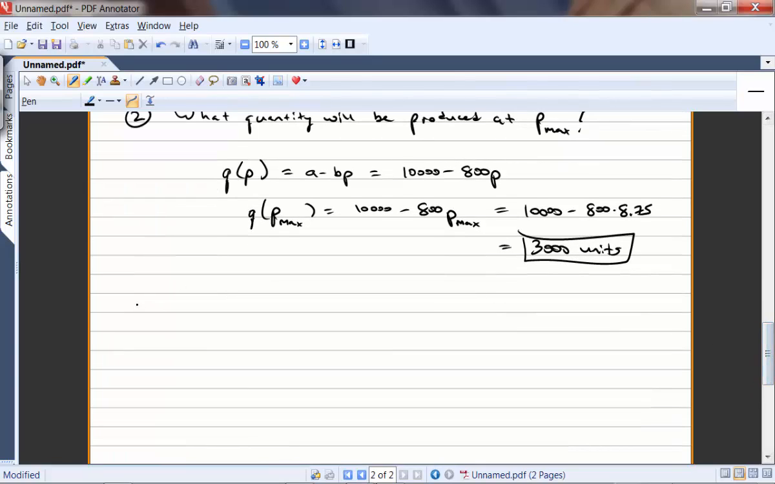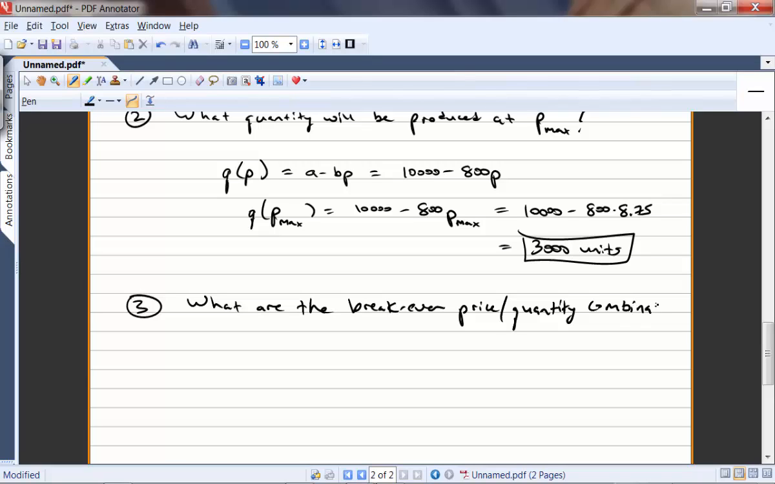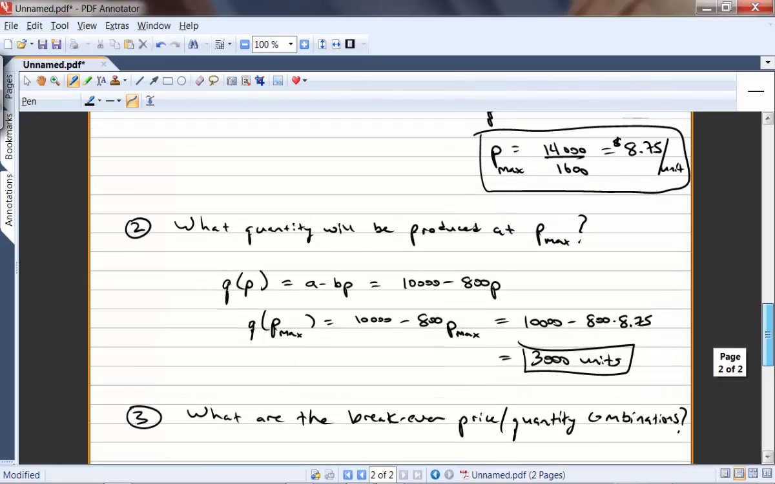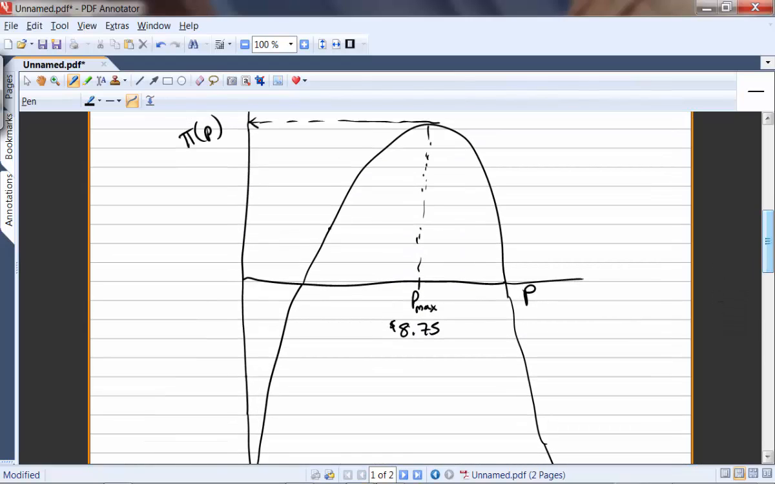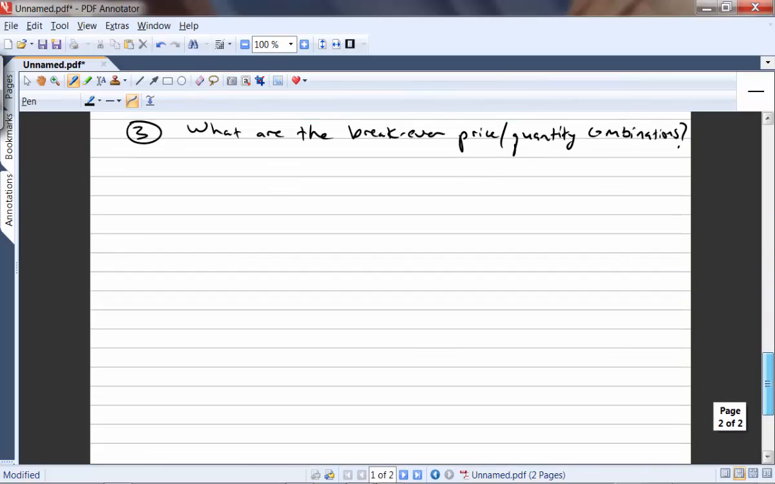The third question, we have to do a little more calculation to answer. What are the break-even price quantity combinations? Notice I said combinations plural, right? Because there are 2 of them. Call them P1 star, P2 star. 2 prices at which the company will earn 0 profit, and therefore at those 2 respective prices there will be 2 respective quantity demanded amounts as well.